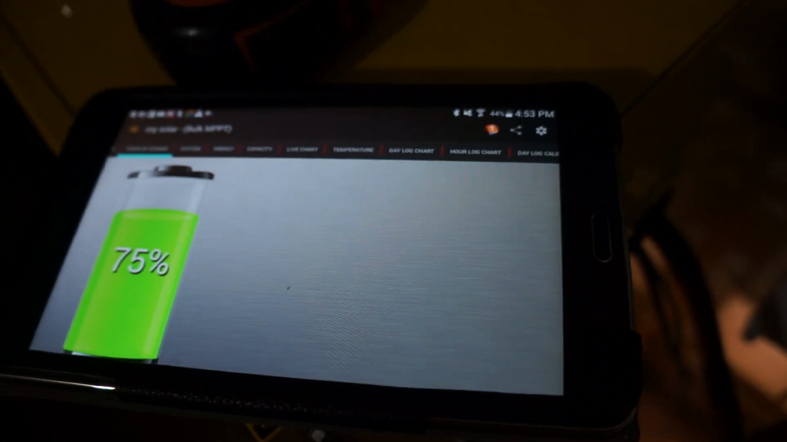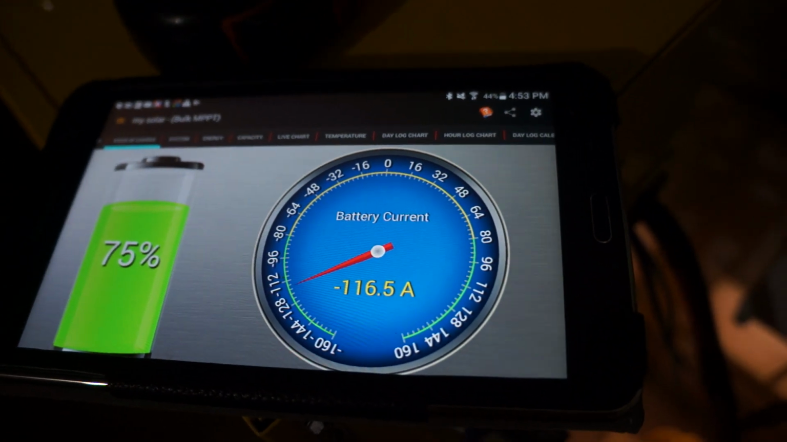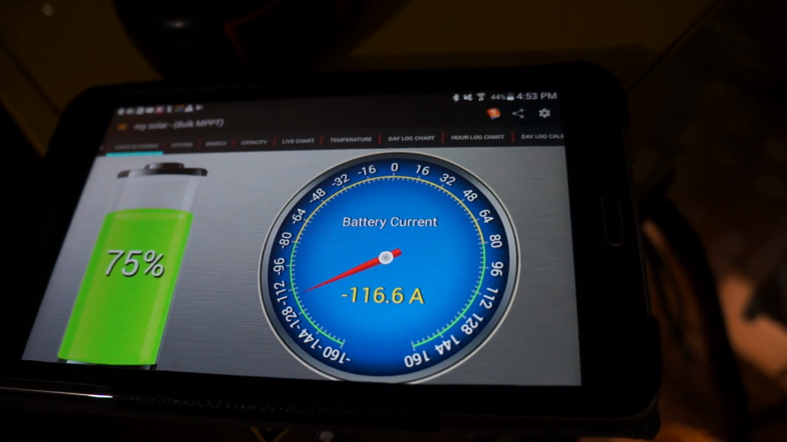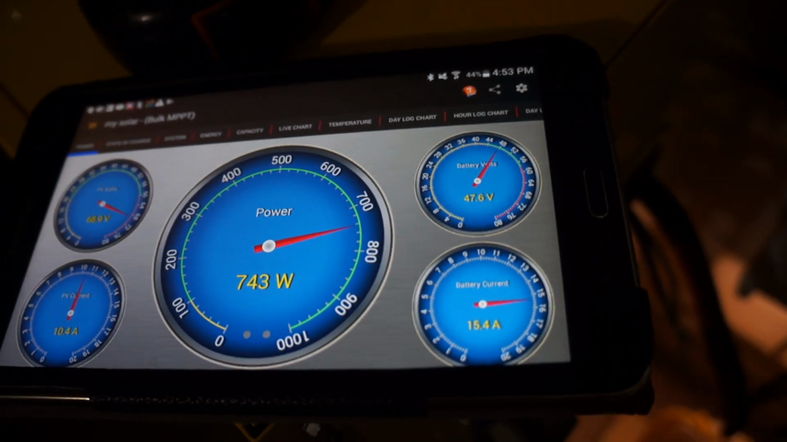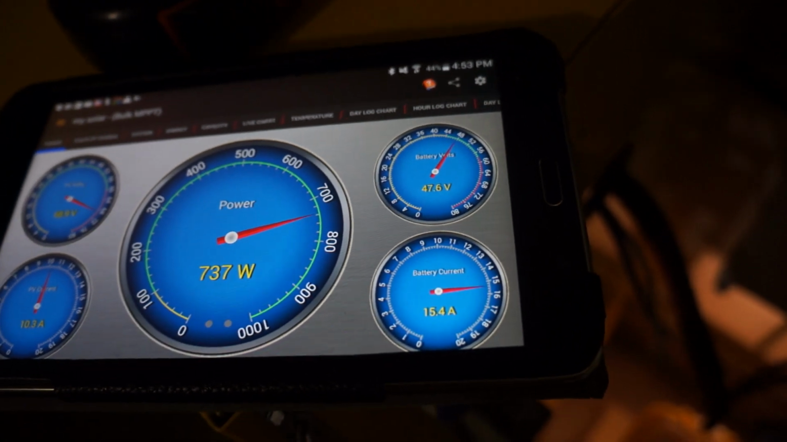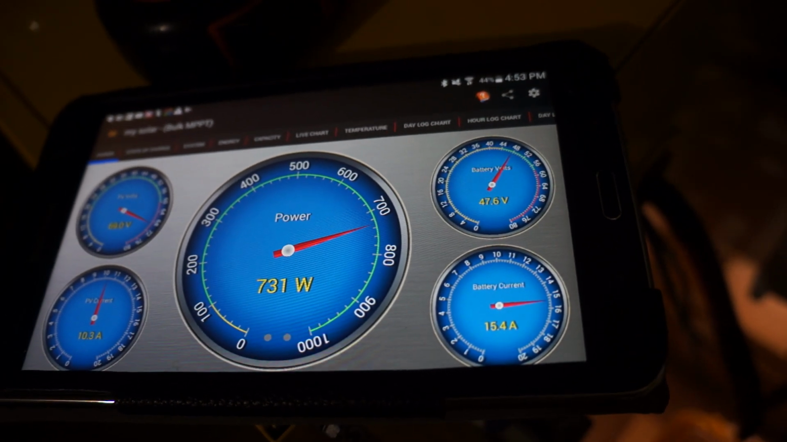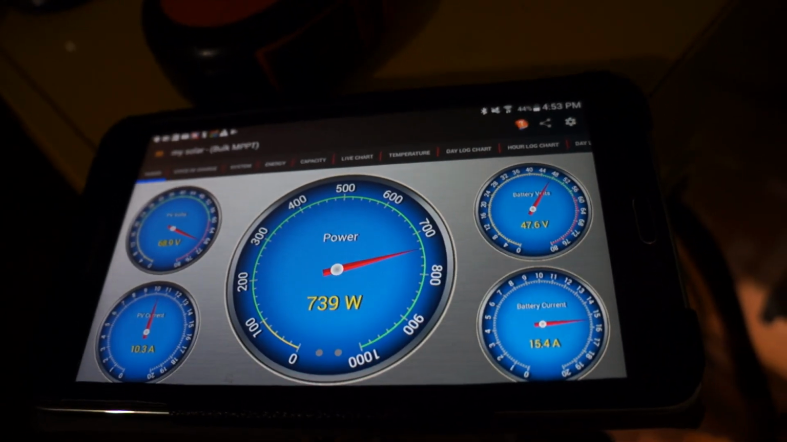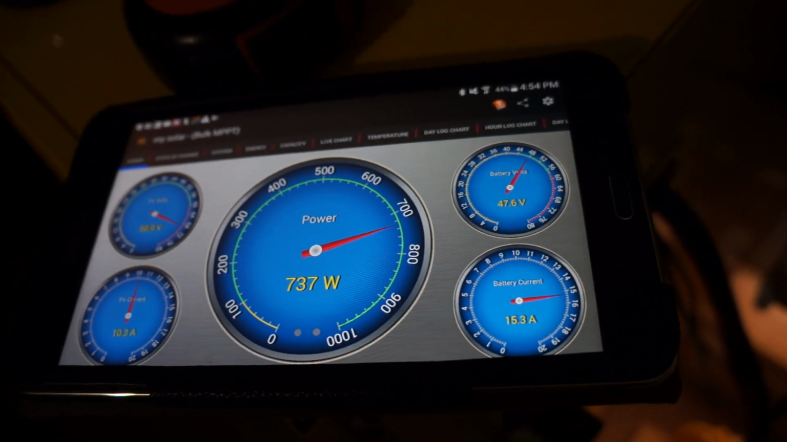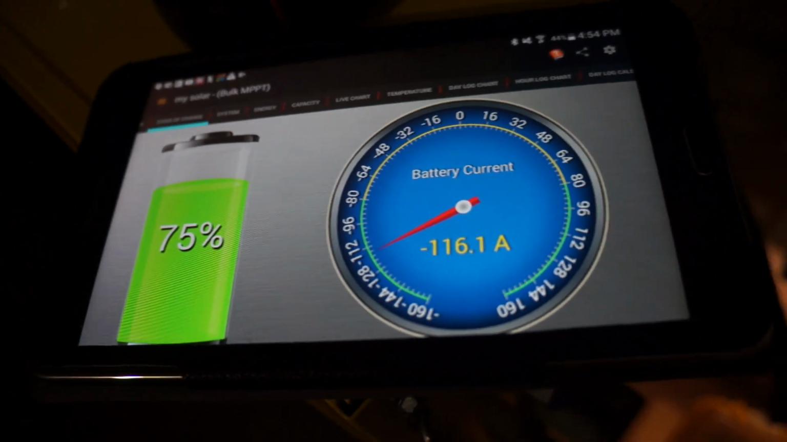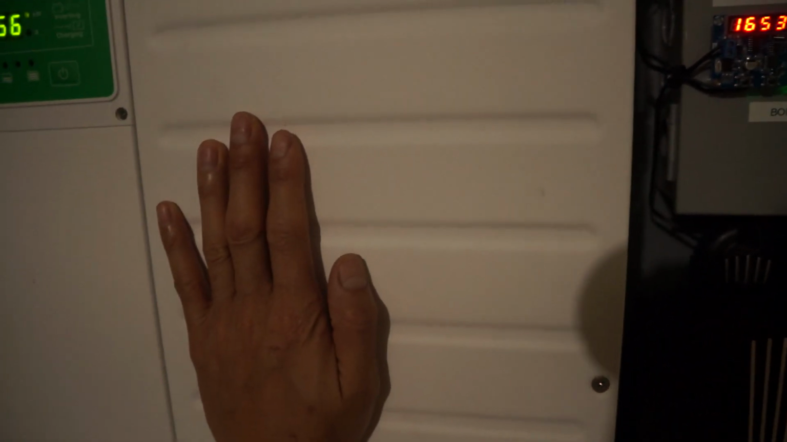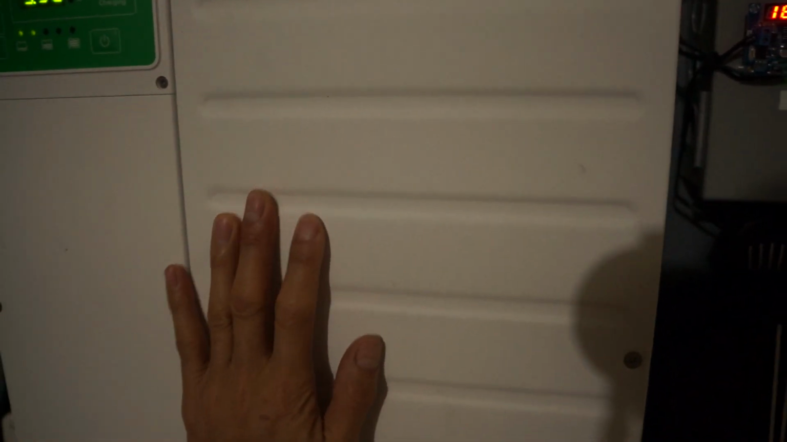And that is 116 amps at 48 volts. Pretty amazing. And my battery voltage only dropped 0.4 of a volt under 115 amps load. Right now it's about 75%. But you can hear the inverter is definitely working. It's not that hot though, it's warm.